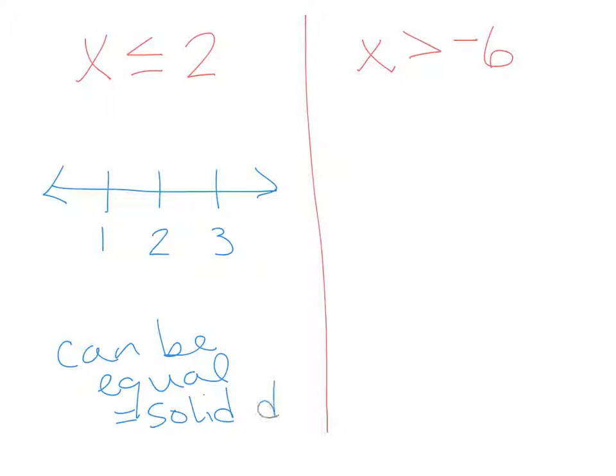So I'm going to put a solid dot on my 2. And the numbers that are less than 2 are to the left of 2, so I'm going to highlight to the left and highlight the arrow.